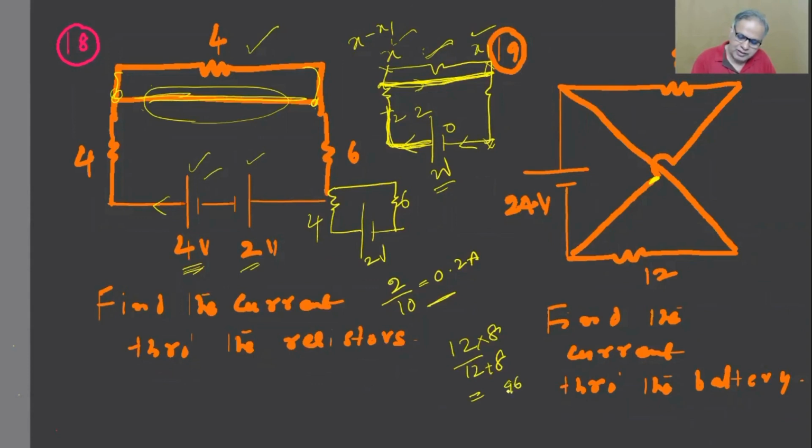96 by 20. So 24 by 20 by 96. This will enter. So 5 amperes.